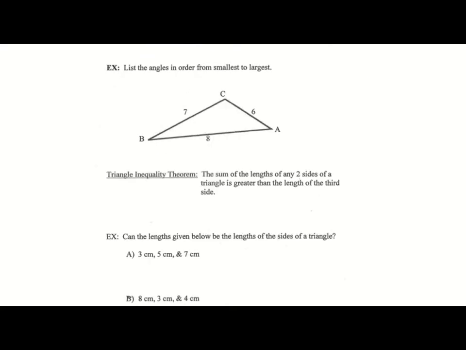This next example asks us to list our angles from smallest to largest. So to do the same thing, we are going to look for the smallest first. So we find the smallest side. That makes our angle B our smallest angle. Then our next largest is 7, so the angle across from that is angle A. And then our next angle across from our largest side is angle C.